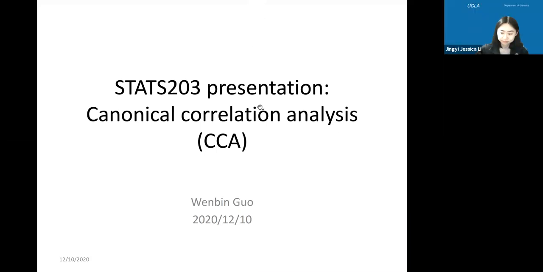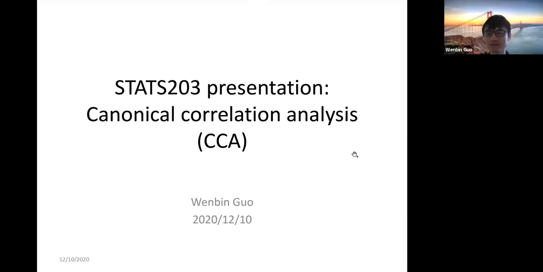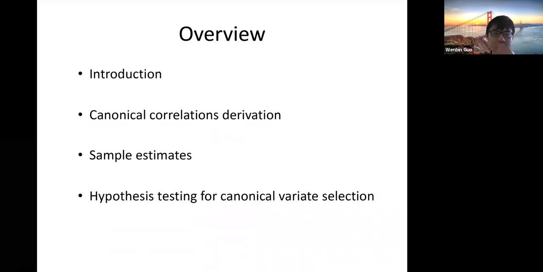Okay, so today I'm going to give a presentation on canonical correlation analysis, which I have used quite a lot recently. This presentation will be divided into parts: the introduction, and then the derivation of canonical correlations. The third part is the sample estimate. And the fourth part is the asymptotic distribution, which is a hypothesis testing for selecting canonical weights.